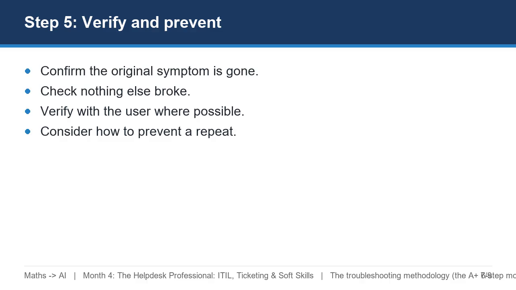Step 5 is to verify full functionality and apply preventive measures. Confirm the original symptom is gone, and just as importantly, that nothing else broke in the process. Do this with the user where you can, because they're the one who decides it's truly fixed. Then think about prevention. Should a setting be changed, or a knowledge article written, so this never happens again? A fix that prevents the next ticket is worth two that don't.